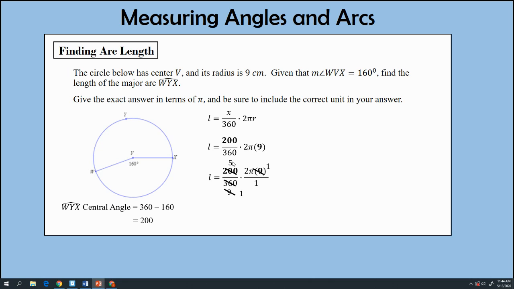And then multiply what remains. 5 times 2 pi is my numerator. 1 times 1 is 1. It's my denominator, so I don't need a denominator anymore. The answer here is 10 pi. Okay, so that's the answer they want.